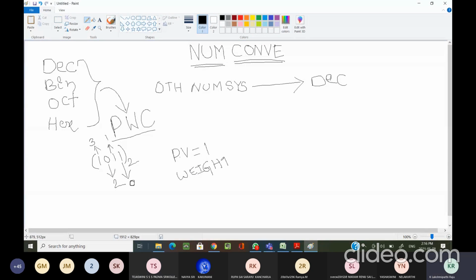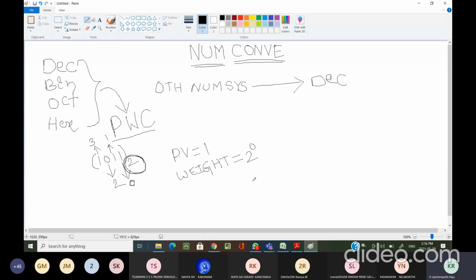Those who are saying 10 power 0, you are wrong actually. Why? Because the number system we have considered here is the binary number system. The weight of the first bit, whose position is 0, is 2 power 0.